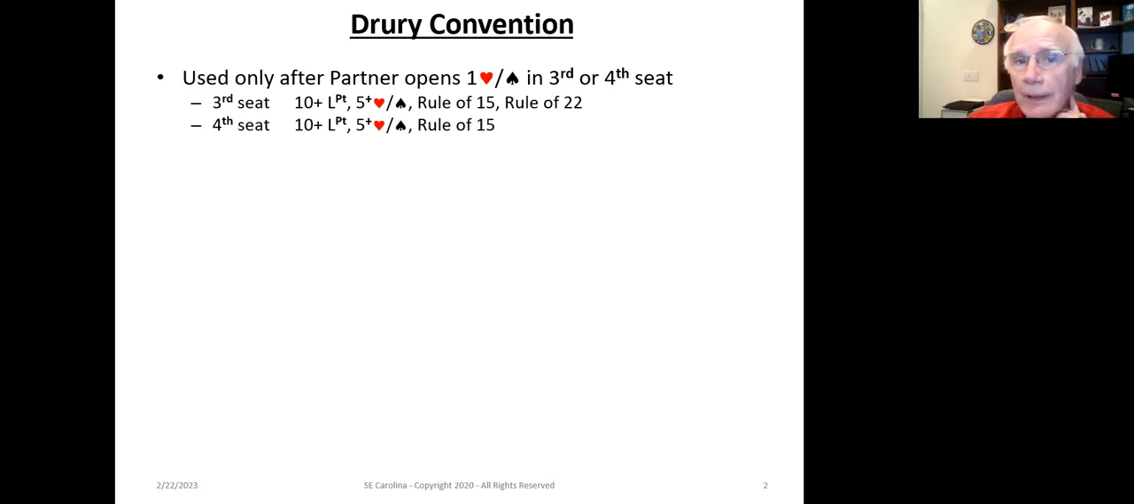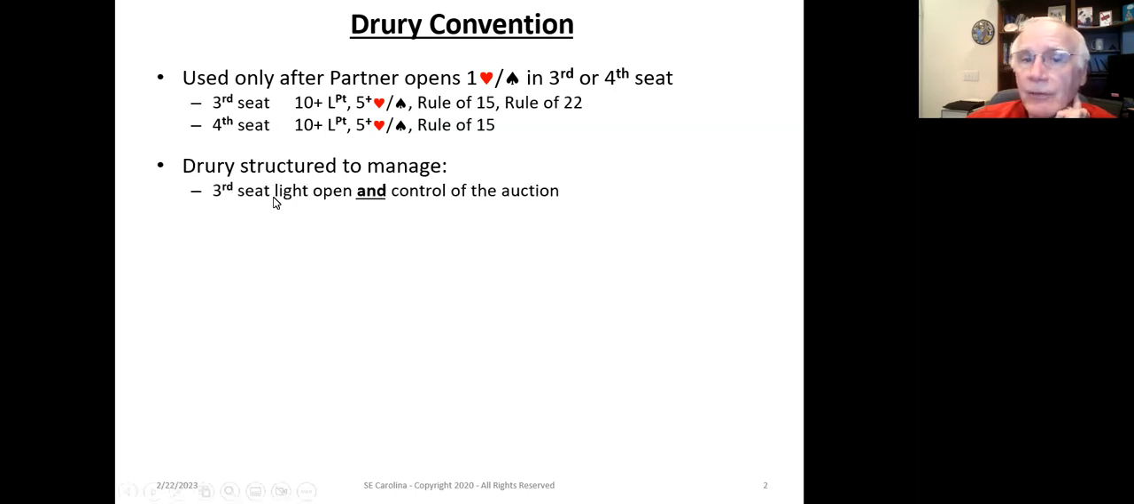Okay, in fourth seat, what we're going to typically open with is 10 plus points, 5 plus hearts or spades, and meets the rule of 15. Now, I'll explain why there's a difference between these. In third seat, light opens, what we want to do is open to tell our partner we have something and to control the auction. In fourth seat, we want to control the auction. Now, let me explain what I mean by that.